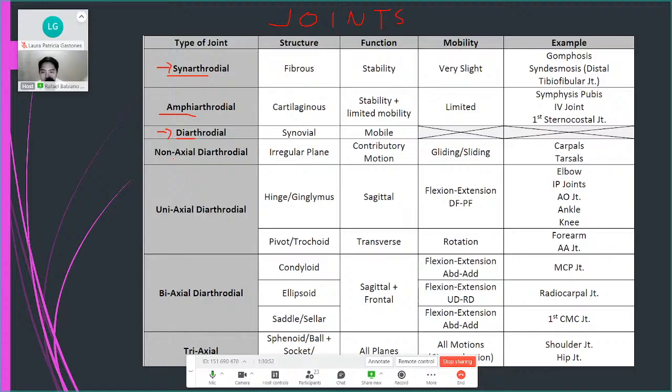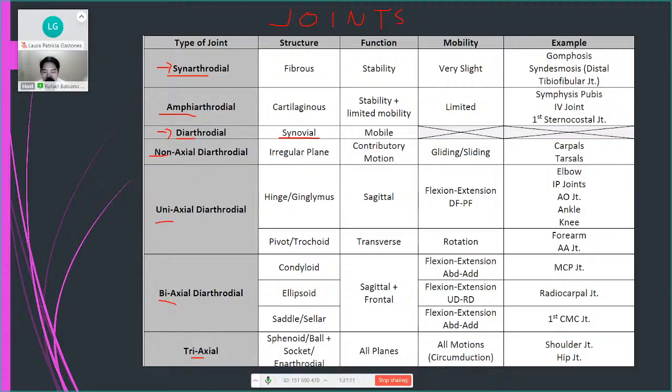As I said, most joints in our body are diarthrodial, or not synarthrodial, sorry, synovial or diarthrodial joints. Okay. So we have different types of diarthrodial joints because there's so many. Okay, we have the non-axial, uniaxial, biaxial, and the triaxial. Non-axial means no axis. Uniaxial means one axis. Biaxial, two axes. Triaxial, three axes.